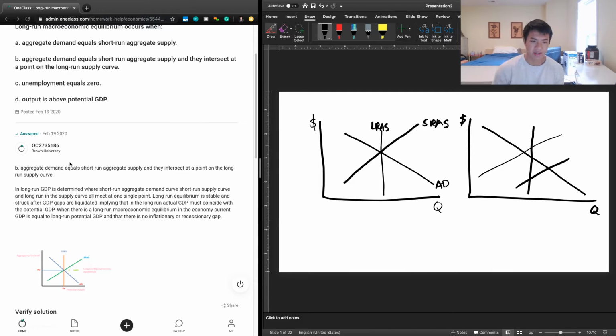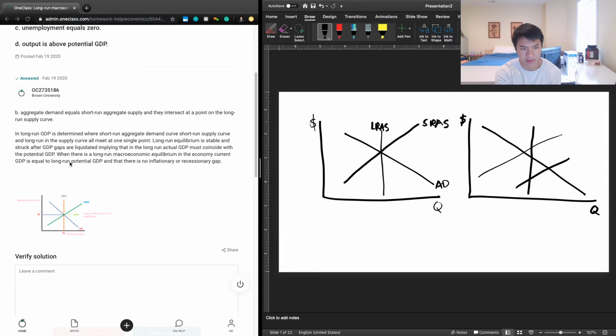The previous tutor said B, aggregate demand equals short run aggregate supply, and they intersect at a point on the long run supply curve. And they said in the long run, GDP is determined where the short run aggregate demand curve, short run supply curve, and long run supply curve all meet at one single point. Long run equilibrium is stable and struck after GDP gaps are liquidated, implying that in the long run actual GDP must coincide with potential GDP. When there's a long run macroeconomic equilibrium in the current economy, current GDP is equal to long run potential GDP, and there is no inflation.